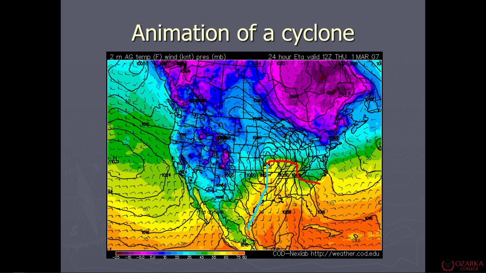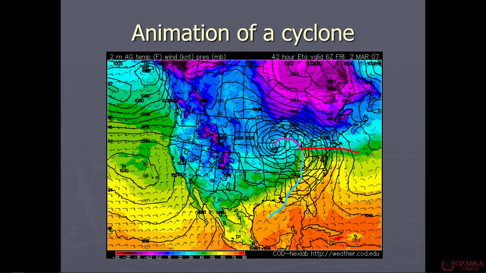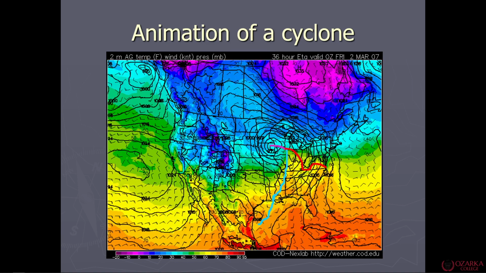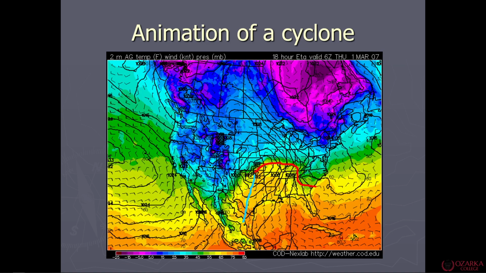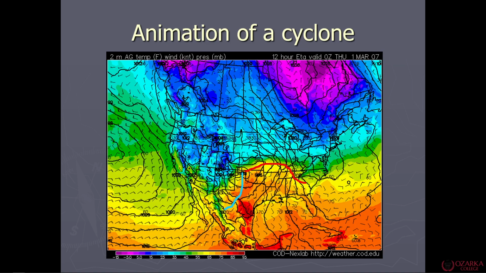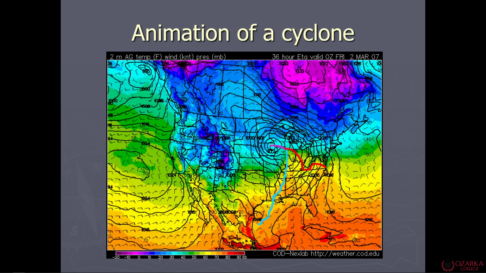Now this is an animation showing you exactly what we were talking about, all right? So you can see that it starts out over Wichita, Kansas, and then it finally gets occluded and ends up in Wisconsin, the low does, while the main part of the storm is wrapping all the way from Michigan down into the Gulf of Mexico.